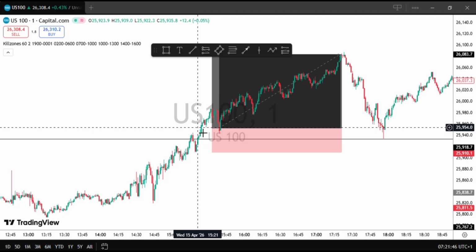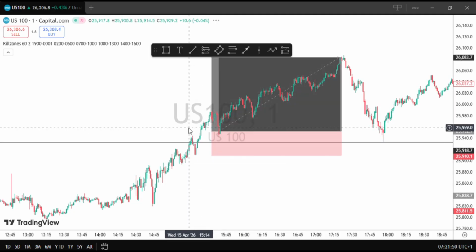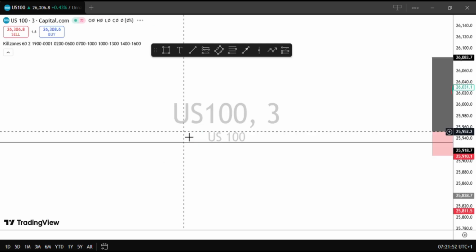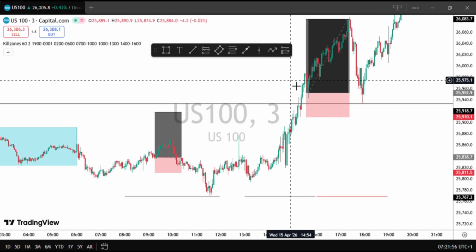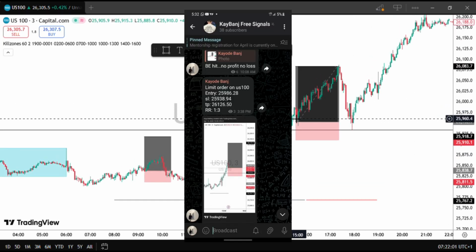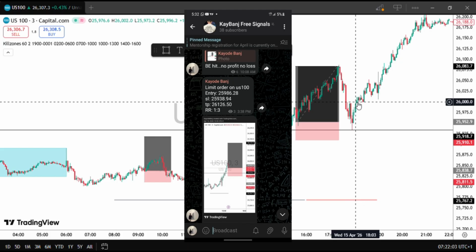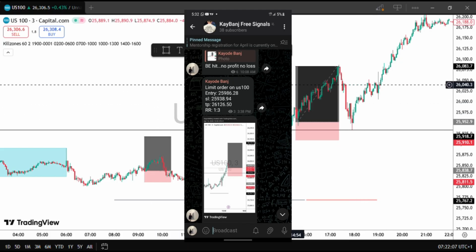So we have a break of structure here which led us to a fair value gap, which I traced out on a 3 minute time frame for us to get a premium entry. So I set the limit order, posted the limit order in my channel and boom, triggered, hit the exact take profits and started selling. So that's how we do it.